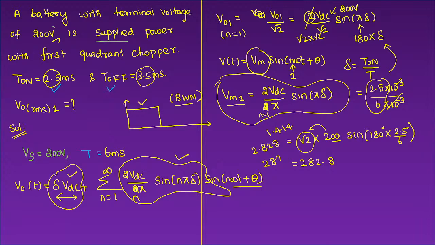I just wanted to know the value of 180 into 2.5 upon 6. If I take sine for that, I'm getting 0.9659. So again we have to multiply it by 282.8, and I'm getting 273.16 voltage. This is how we are obtaining the fundamental RMS output voltage.